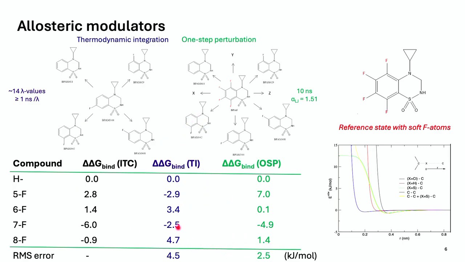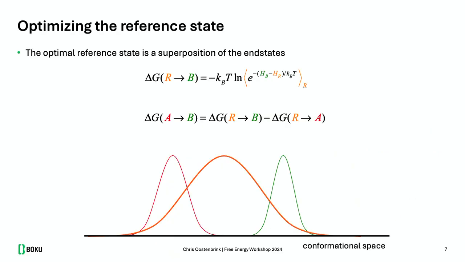In this case, in TI, we got a root mean square error of 4.5 kilojoules per mole, and for the one-step perturbation, we got 2.5 kilojoules per mole. Mind, this is kilojoules per mole, so divide it by 4 if you want to know it in kilocalories per mole. But then we were thinking this is still a little bit inefficient, right?